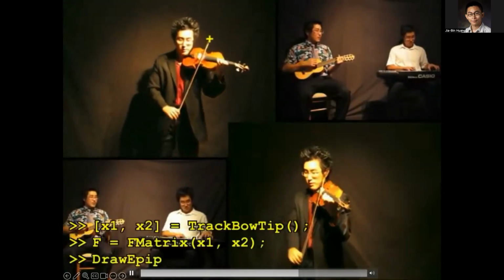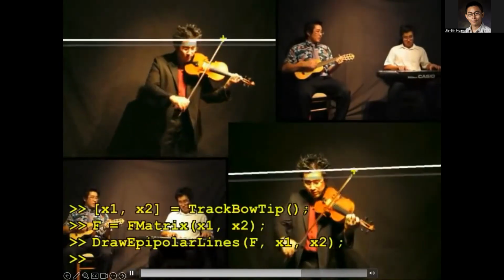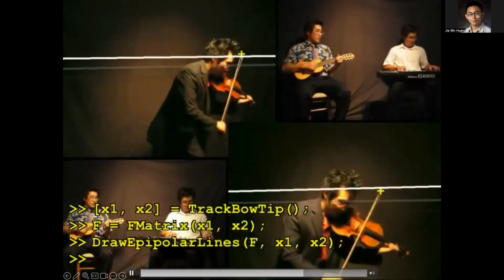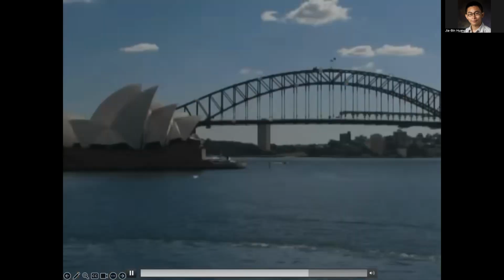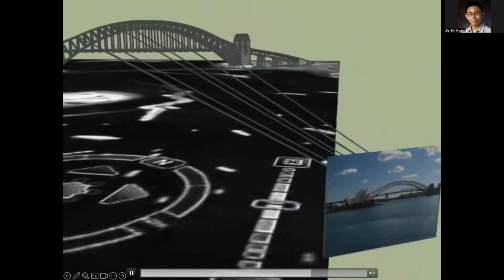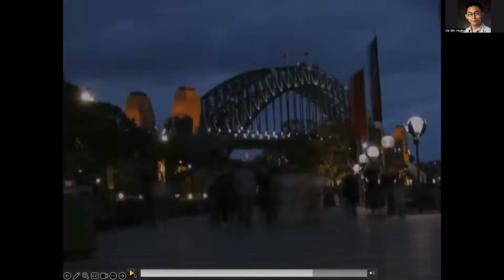This is a stereo video, so you can see the epipolar line. Here we go, you try to estimate. All right, this video probably summarizes very concisely what we talked about so far.